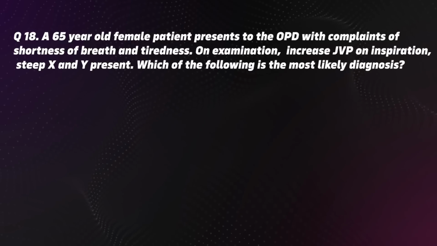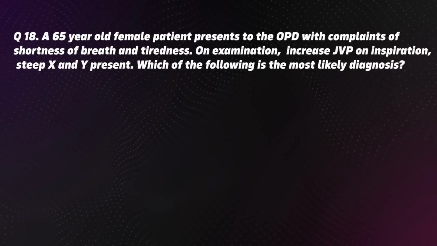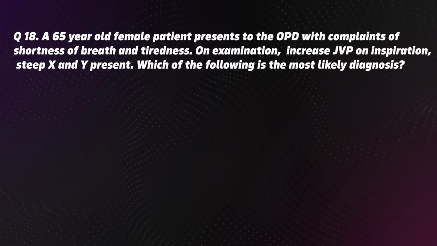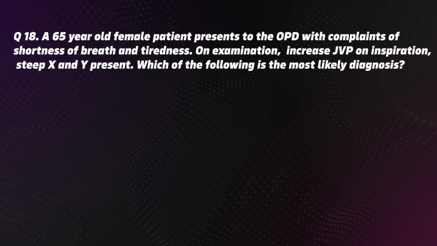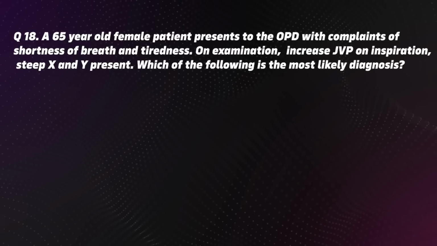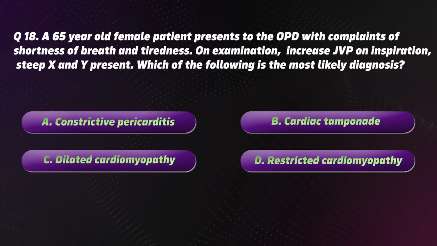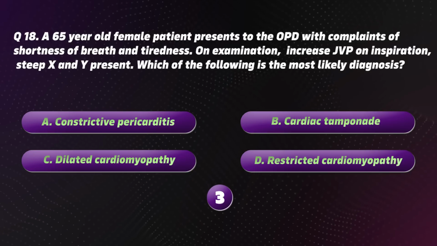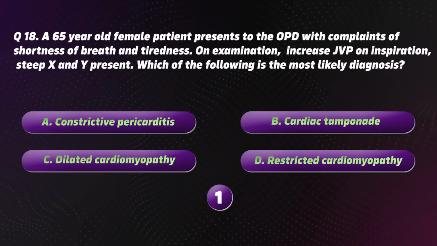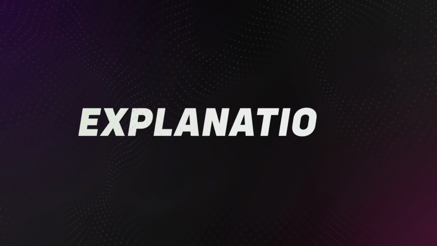Question 18. A 65-year-old female patient presents to the OPD with complaints of shortness of breath and tiredness. On examination, increased JVP on inspiration, steep X and Y descents present. Which of the following is the most likely diagnosis? Here are the options. A. Constrictive pericarditis. B. Cardiac tamponade. C. Dilated cardiomyopathy. D. Restrictive cardiomyopathy. And the correct option is A. Constrictive pericarditis. Here is the explanation.